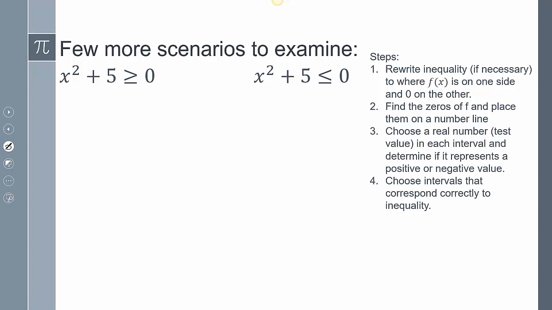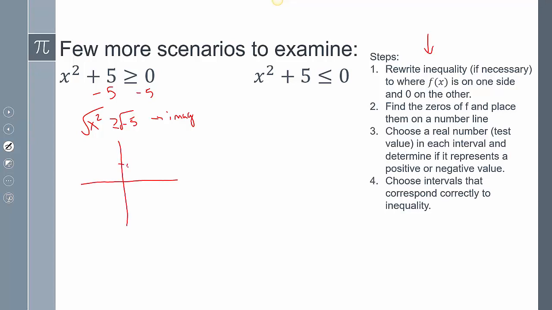Now, a few more scenarios to examine. If I were to try and plot this, or trying to find the actual answer, notice by subtracting 5 on both sides, it gives me x squared is greater than or equal to negative 5. If I take the square root, I know I'm going to get imaginary values. So our conventional method of what we did here isn't going to work. So let's look at this visually.